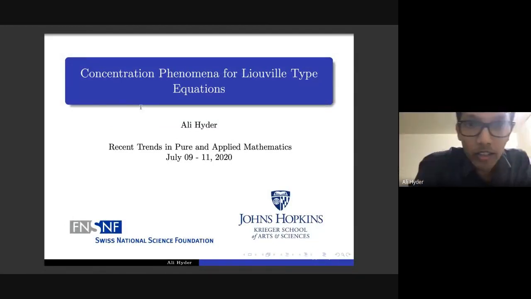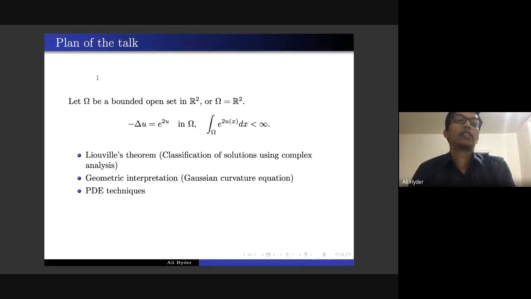Okay, hello everybody. So I start. I'll talk about concentration phenomena for Liouville type equations. Okay, so here is the plan of the talk.